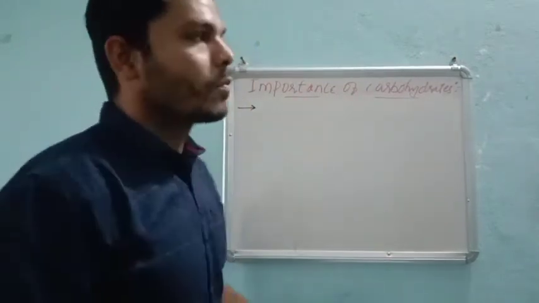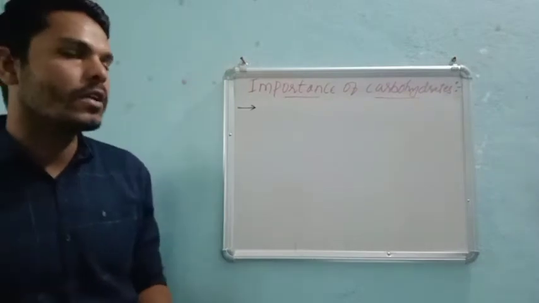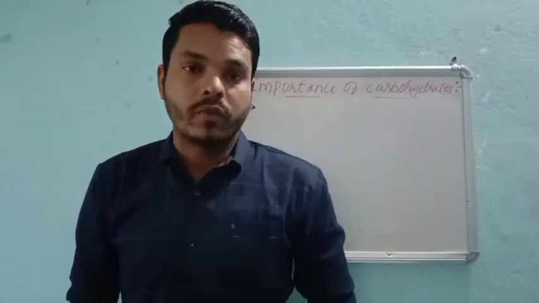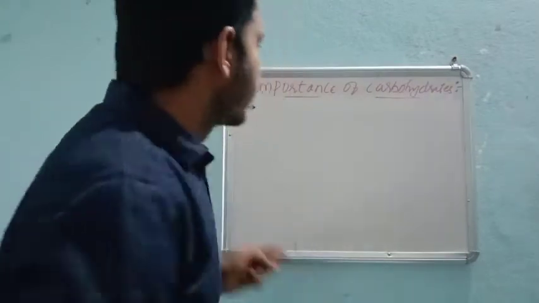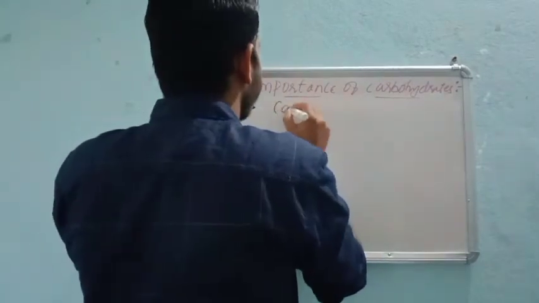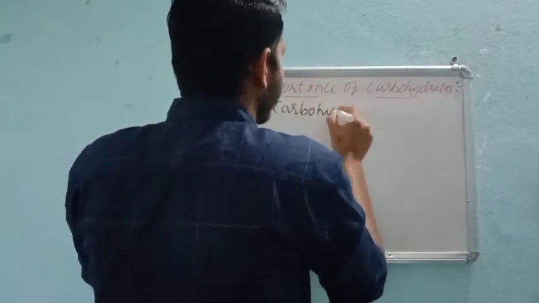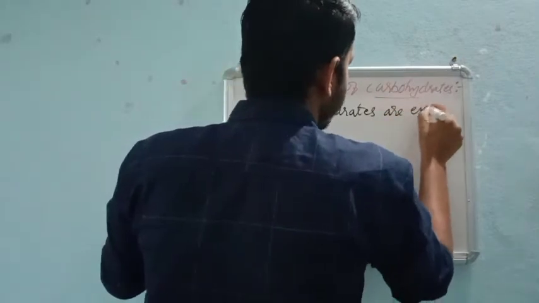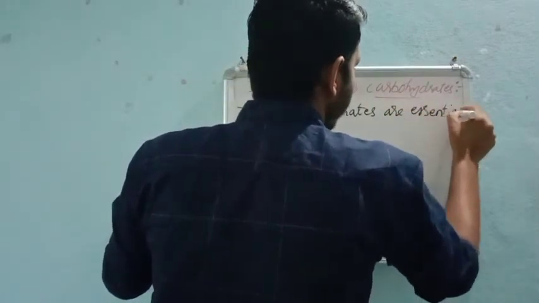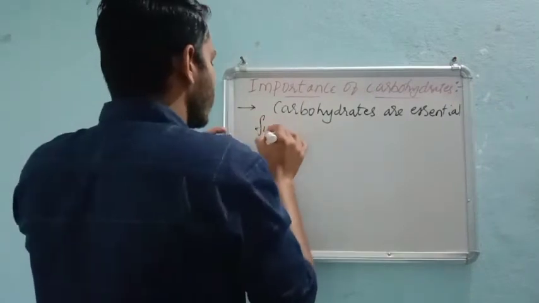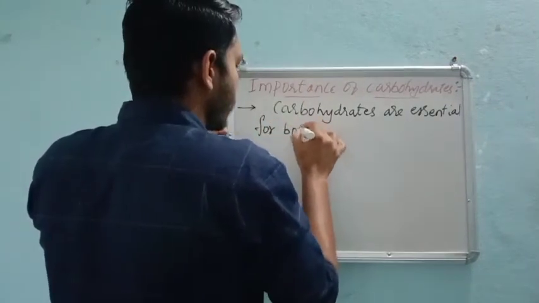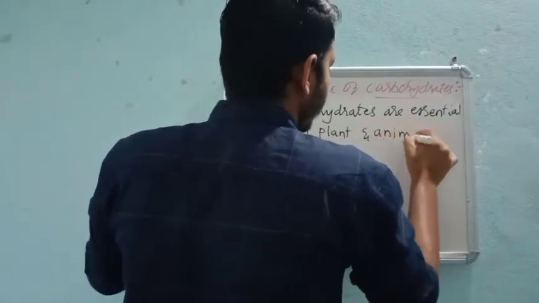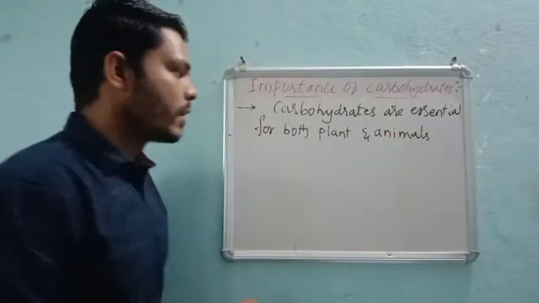So coming to the first point, carbohydrates are essential for life, not only for the plants but also for animals like us, right? Carbohydrates are essential for both plants and animals, right? So these are very important.